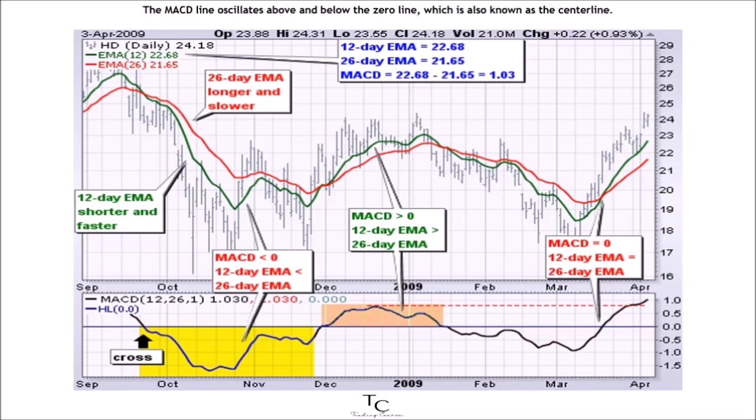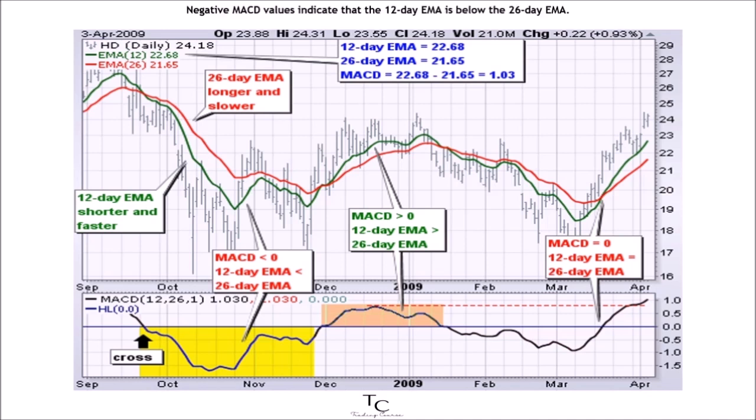The MACD line oscillates above and below the zero line, which is also known as the center line. These crossovers signal that the 12-day EMA has crossed the 26-day EMA. The direction, of course, depends on the direction of the moving average cross. Positive MACD indicates that the 12-day EMA is above the 26-day EMA. Positive values increase as the shorter EMA diverges further from the longer EMA. This means upside momentum is increasing.